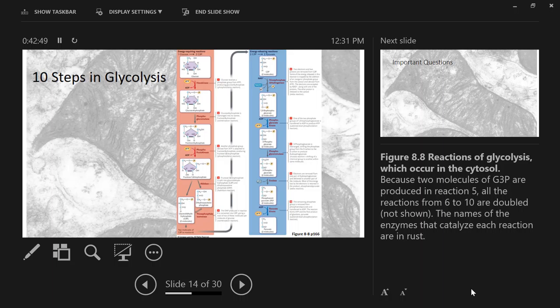And then in 6 through 10, we need to get from two molecules of G3P to two molecules of what? Pyruvate, and that's noted here. And we also know that we need to generate four ATP. Here's one, here's two. How is that four? 6 through 10 are done twice for every one glucose molecule, right? Because we took one glucose molecule, we generated two molecules of G3P, meaning we do each of these reactions two times.